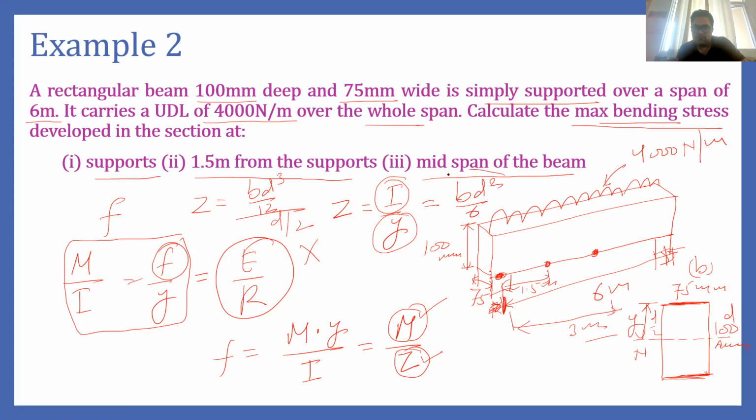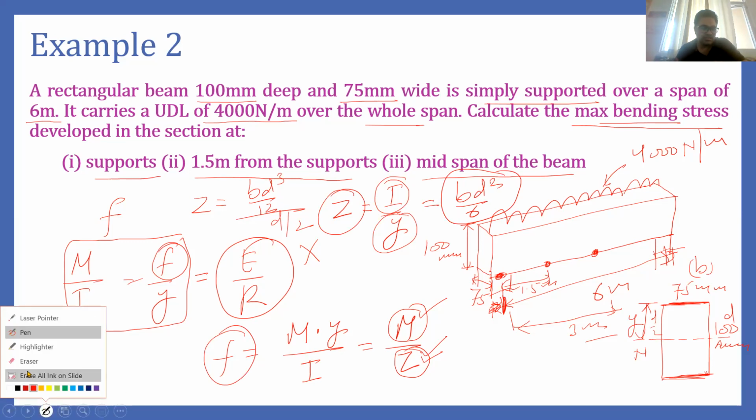So we have the value of B, we have the value of D. We can simply calculate the value of Z. And once we calculate the value, we can put that here in this formula to calculate the value of F for different value of M. So this is the process that we are going to follow here. And now I will erase some of the text to see the solution.